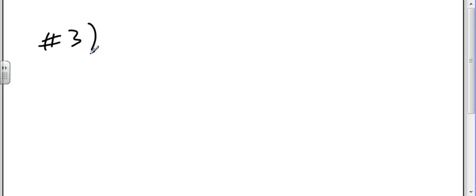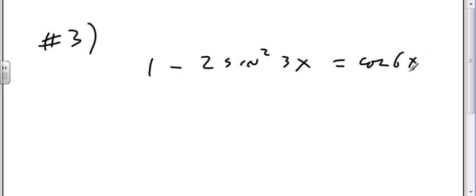Number 3. I have 1 minus 2 sine squared 3x, and I notice that that looks like the double cosine formula. The double cosine formula is 1 minus 2 sine squared, so this is going to be the cosine of 6x. Well, that was pathetically easy. What happened?